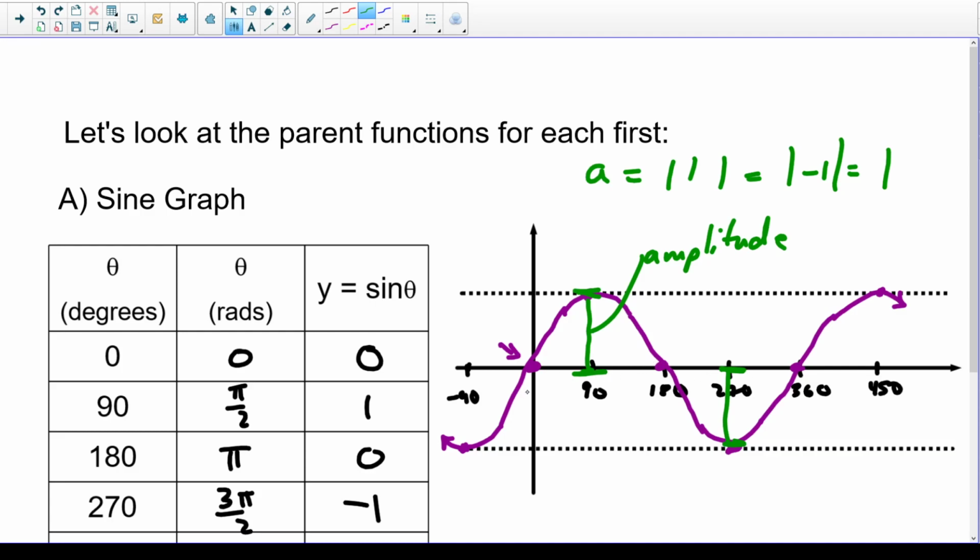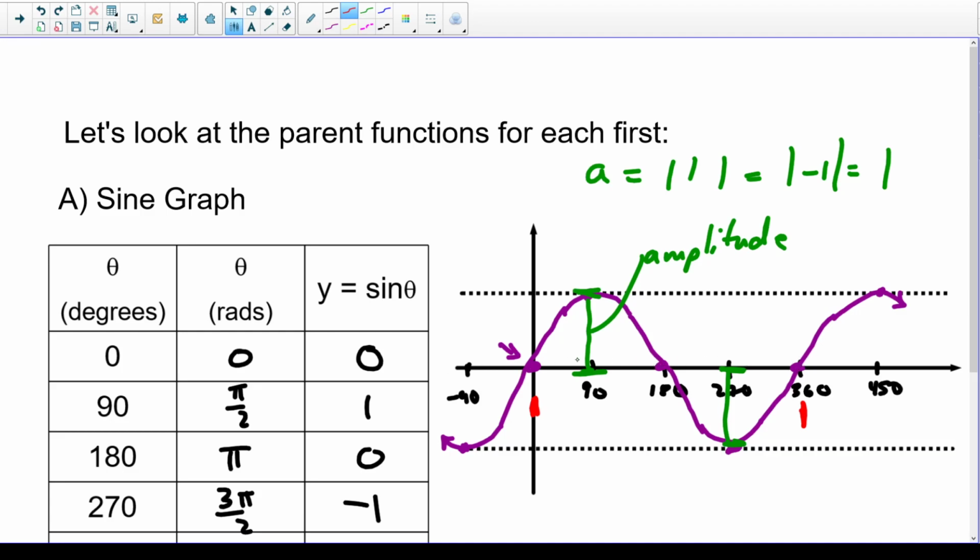For the period, it's the horizontal distance from the starting point of the graph to when the cycle ends and the graph starts to repeat itself in shape. So this point here is in the same phase as this point here. Phase meaning the same state. From that point, the graph goes upwards. From this point, the graph goes upwards. Those 2 points are in the same state.